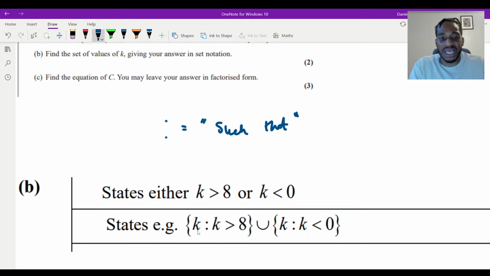So for example, k is greater than 8 or k is less than 0. All you would say is, squiggly bracket just to represent a set, and then k such that k is greater than 8. And remember from our unit intersection, we know that or has this symbol here. So we could just say k such that k is greater than 8, or k such that k is less than 0. That's how you write in set notation.